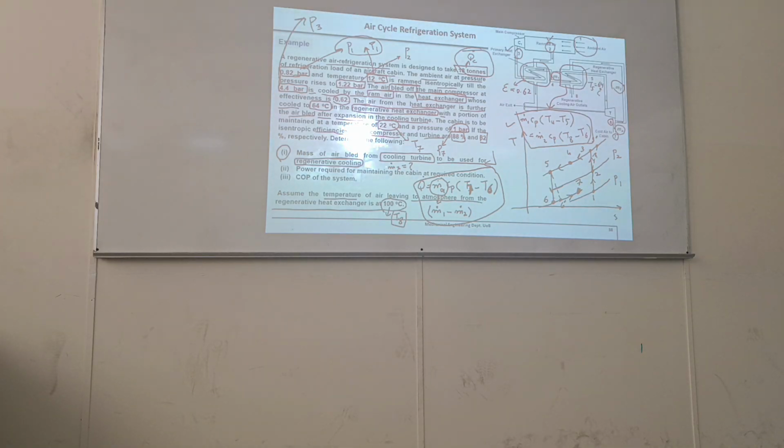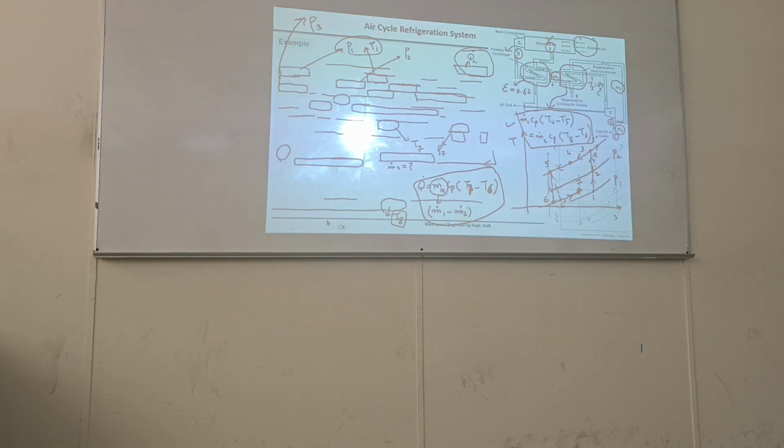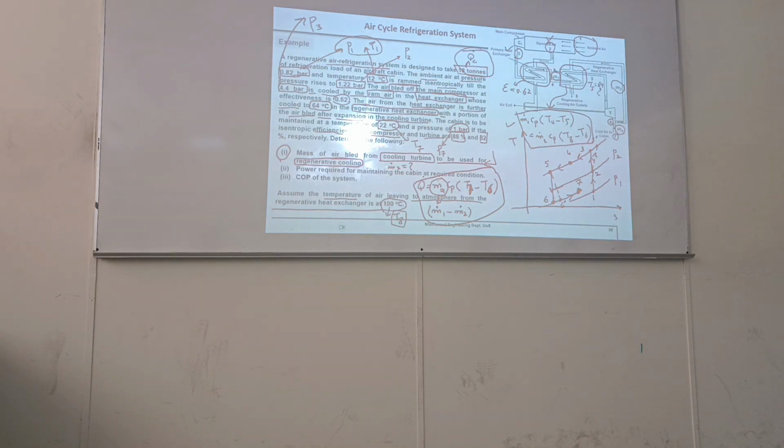It's not that difficult, but you just need to practice all these questions, okay? If you can make the schematic and TS diagram correctly, then it's just a matter of solving equations. What are the equations? There is no complicated equation. MCP delta T, or the second one is T2 by T1 is equal to P2 by P1. These are the two equations, that's all.